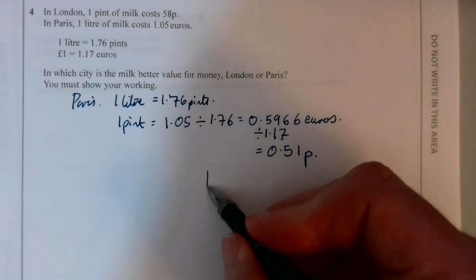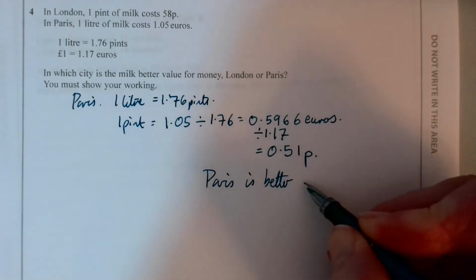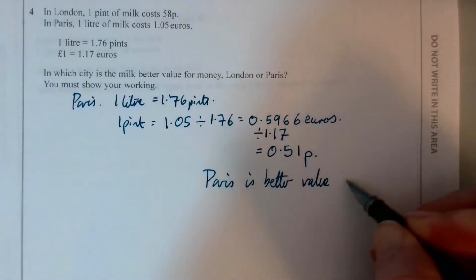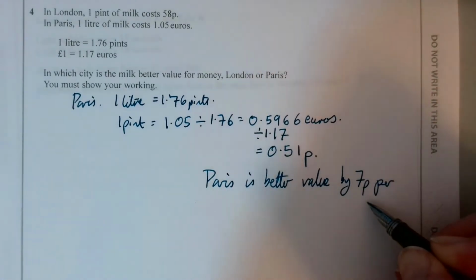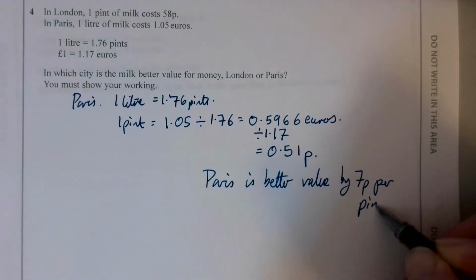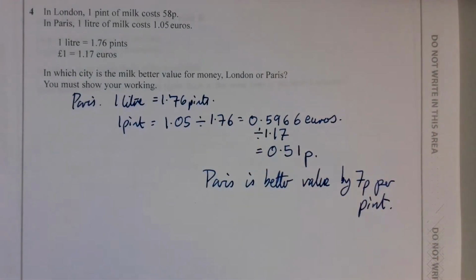So Paris is better value by 7 pence per pint, I could say, but you don't have to have that justification. You just need to have some working that gets you to the right place. So if you did some working and you think it's probably right and you got Paris, give yourself the marks. If you got London, you've definitely done something wrong, but you may get a working mark in there somewhere.